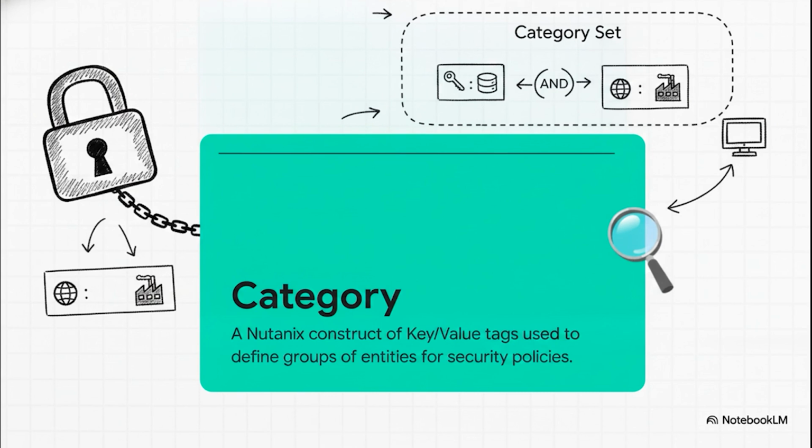Now, the documentation also brings up something called a category set. And a category set is honestly just a collection of these categories evaluated with an AND operation. So if a VM is tagged with environment production and app database, it falls into that specific category set. And any policies targeting that set, they'll instantly apply to that VM. It's a really elegant way to organize things.